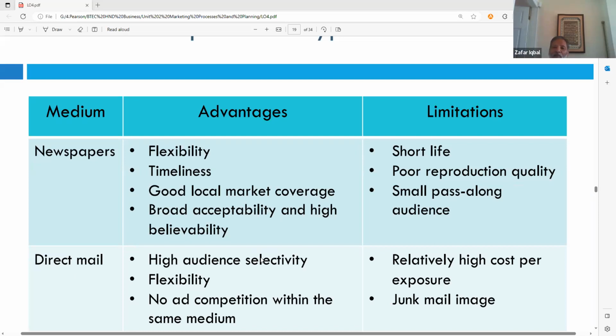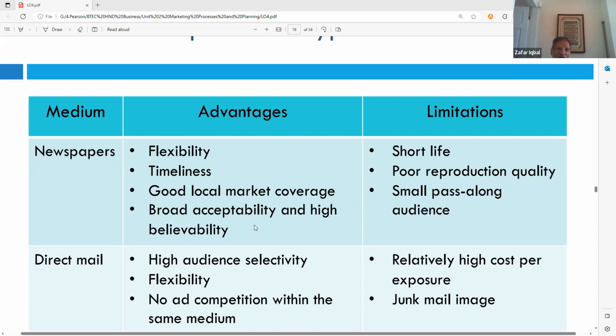Okay, but the problem with newspapers is that they have a very short life. They have poor reproduction quality, and they have a small pass-along audience. They have a small number of audience they can catch, depending on the newspaper and its reachability. So you need to check their circulation, the number of newspapers, the reach and so on.